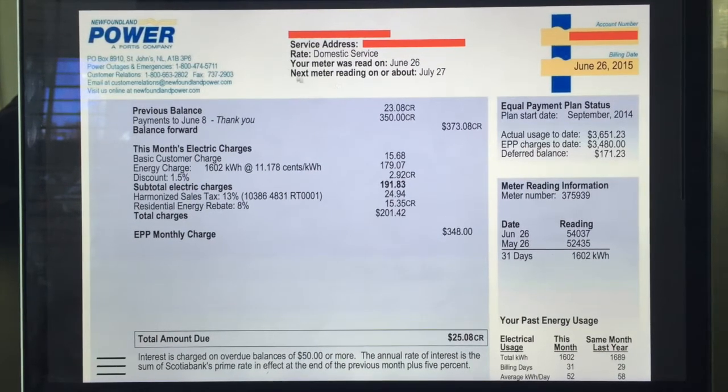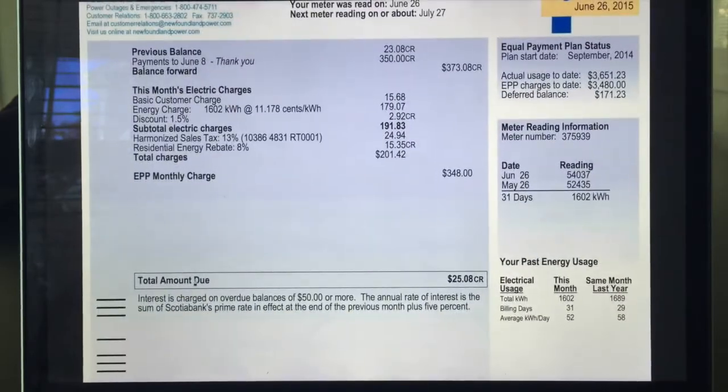So you can see up here at the top, basically you'll have your name and your address for where the service is. Your rate is a domestic service, which is most of what our customers have. And then it shows you two dates. The date that your meter was actually read on for this specific bill, and then it also just gives you an indication of when, or roughly when, your next meter reading will be. So you can see here, this is a bill where the meter was read on June 26th, the next meter reading about a month away, July 27th. As well, you'll see your account number up here and the actual date that the bill was provided to you.